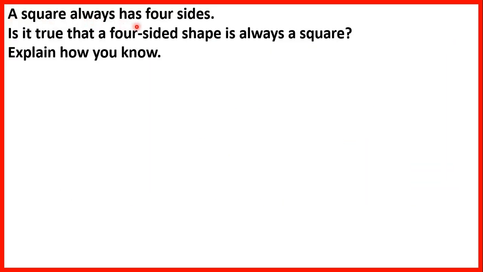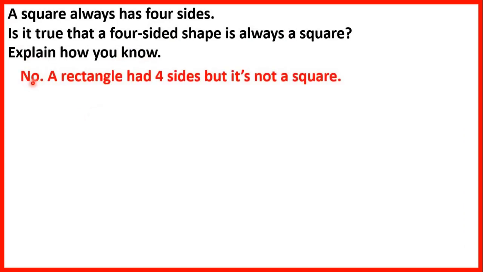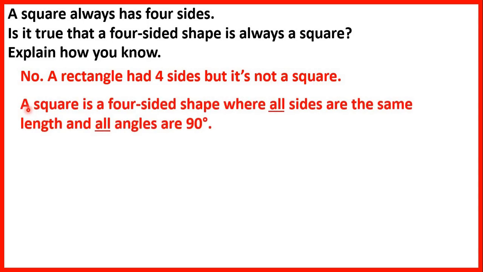A square always has 4 sides. Is it true that a 4-sided shape is always a square? Explain how you know. No, it's not true. A rectangle has 4 sides, but it's not a square. A square is a 4-sided shape where all sides are the same length and all angles are 90 degrees. So for explain how you know questions, if they've got it wrong, you can give an example to show that it's wrong, and you can define the keywords in the question.